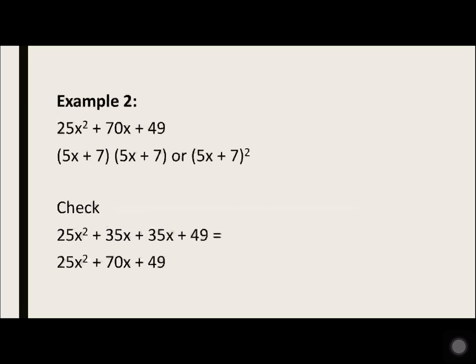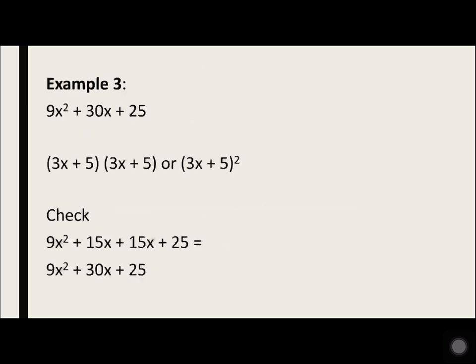Example 2, 25x squared plus 70x plus 49. Break down the 25x squared into 5x times 5x. 49 is 7 times 7, so that can be called 5x plus 7 squared. FOIL to check. First, 5x times 5x, 25x squared. Outside, 5x times 7, 35x. Inside, 7 times 5x, 35x. Last, 7 times 7, 49. In the middle, 35x plus 35x equals 70x.